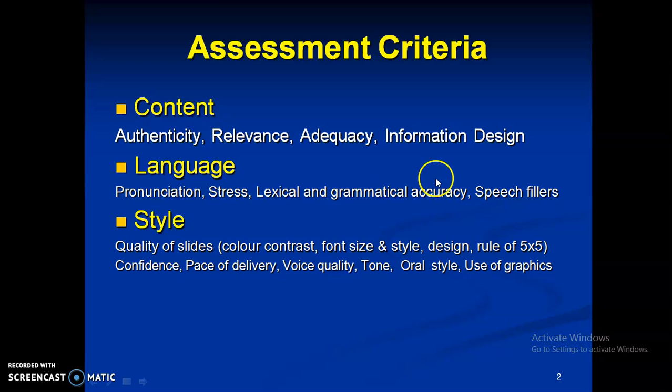Then lexical and grammatical accuracy. Grammatical accuracy means your syntactical structures. Like when you say "I'm waiting for someone for 3 hours," here the tense aspect is not correct. You should say "I have been waiting for someone for 3 hours." And there are certain other inaccuracies regarding syntactical structure, like use of active and passive voice, direct and indirect narration, subject and verb agreement, etc.